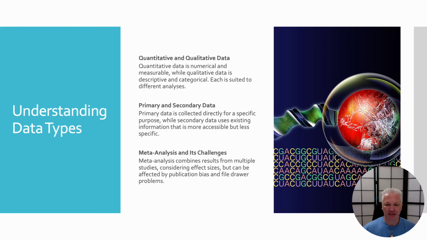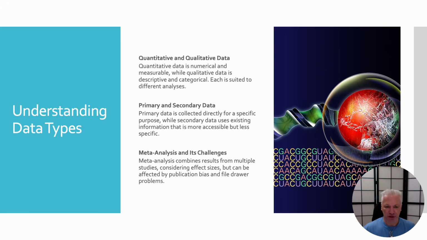A meta-analysis is known as the gold standard, which is a statistical technique that combines results from multiple studies to identify overall trends. Key concepts really are the effect size, which measures the strength of a relationship or difference, publication bias, so studies with significant results are more likely to be published, and you can also have the file drawer problem, where studies with null results may not be published, which skews conclusions.